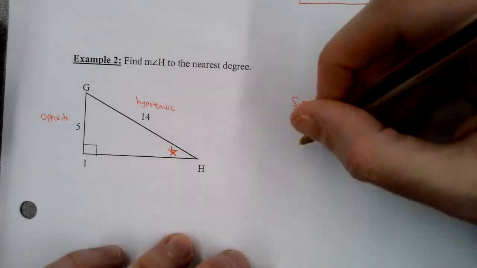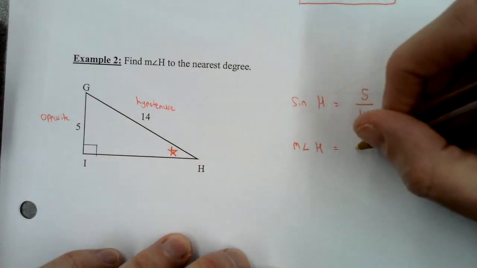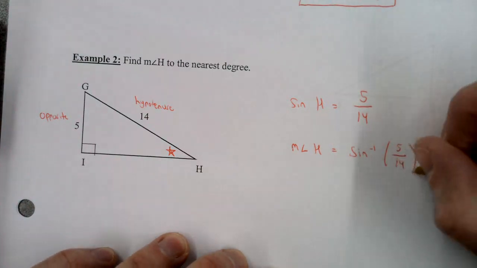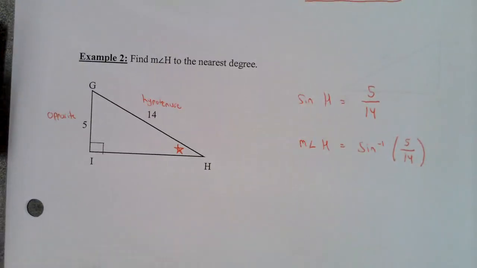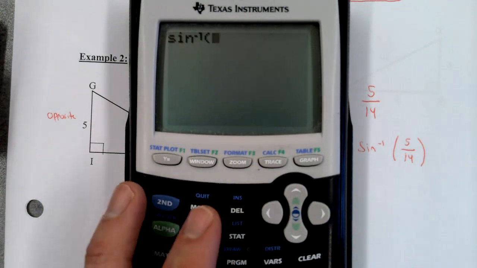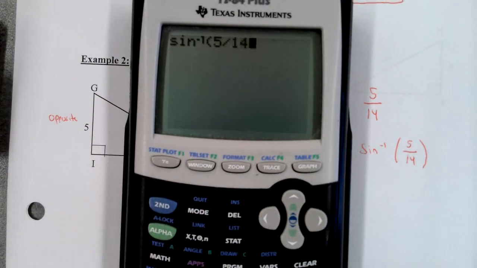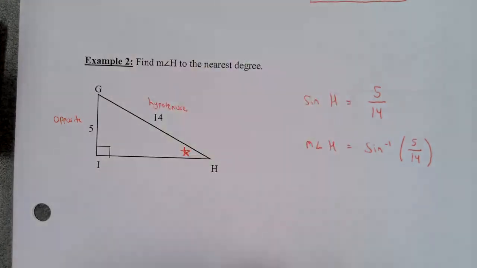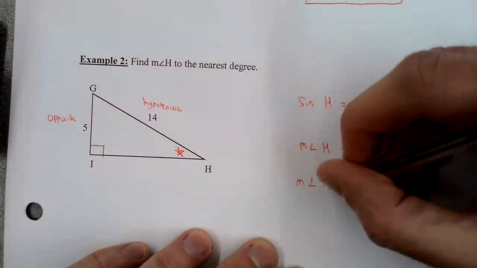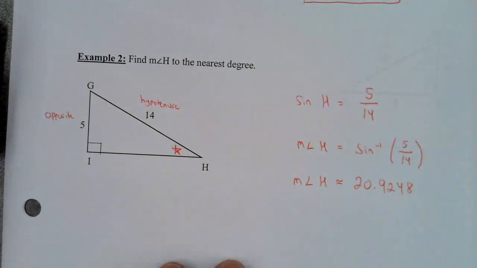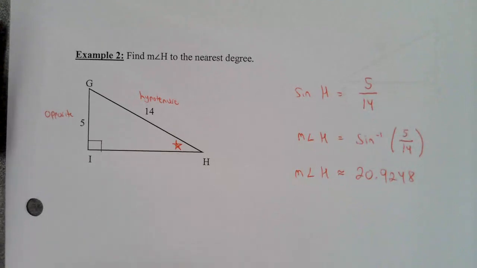So the measure of angle H equals sine inverse of 5 divided by 14. That's what you're going to type in your calculator. For me, I'm going to hit second sine, and you see you get that button right there. 5 divided by 14 gives 20.9248. The question said nearest degree, so the measure of angle H is approximately 21 degrees.